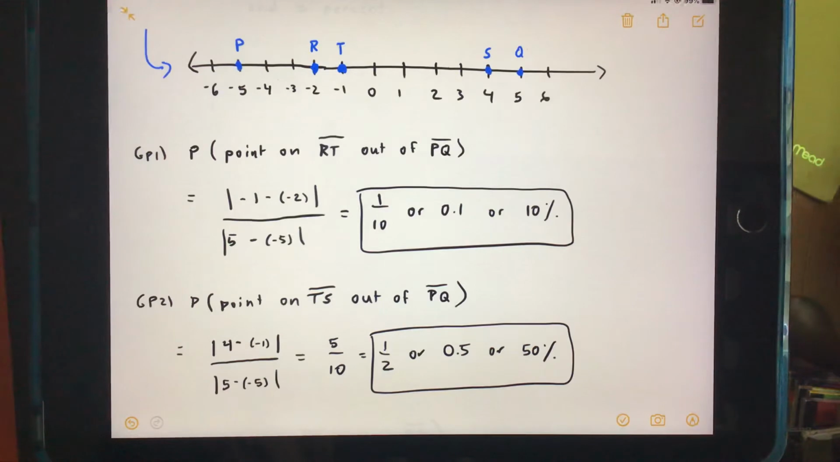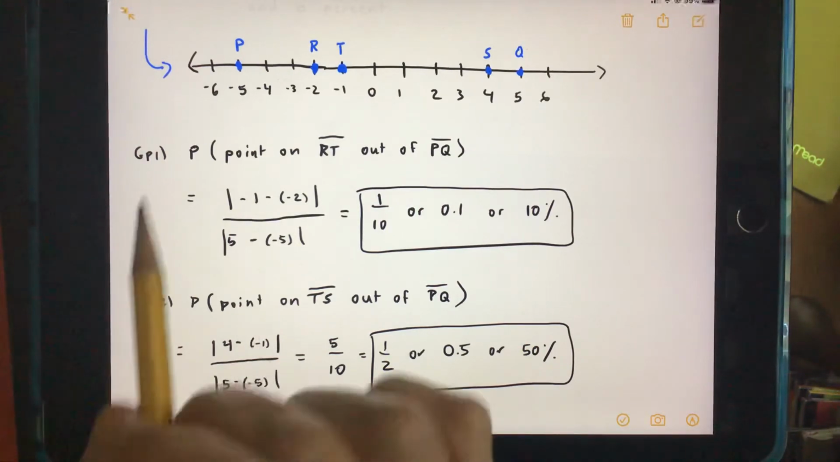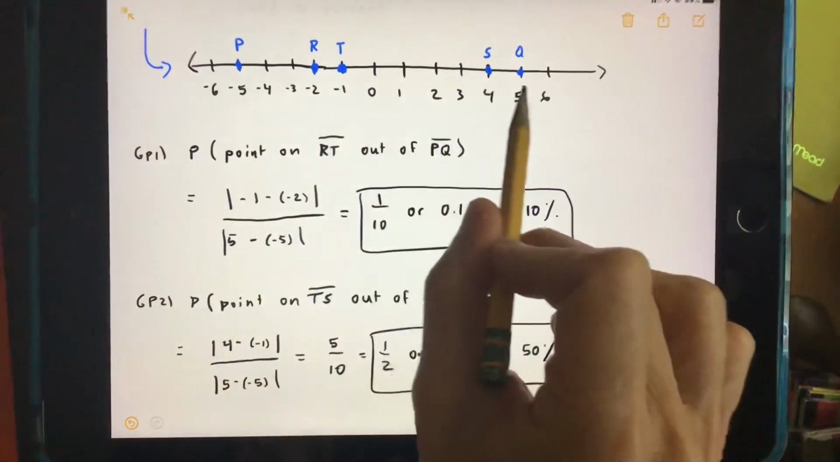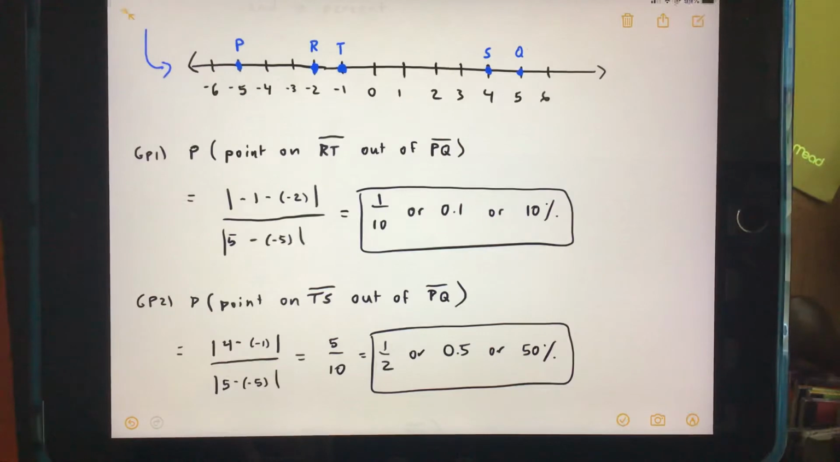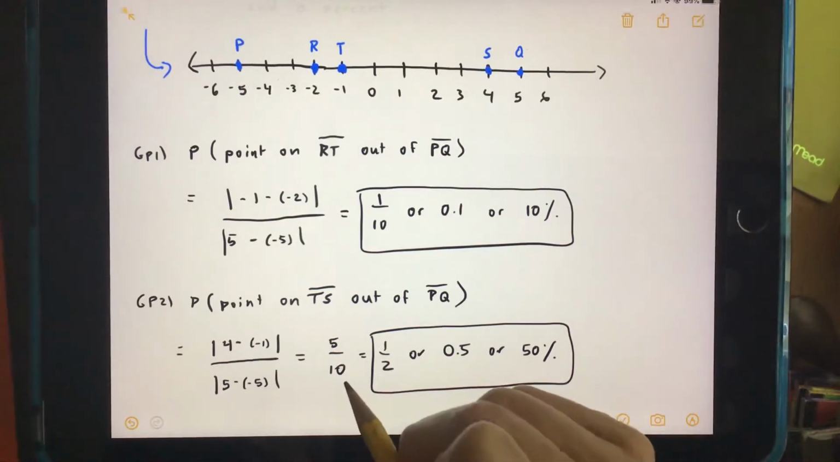It doesn't matter what order you subtract those two numbers in, as long as you take the absolute value, you will get 5. So I chose to subtract it 4 minus -1. I could have also subtracted it -1 minus 4. As long as I take the absolute value, I will get 5. And then my denominator is going to be the same as my first problem because I'm still limiting myself to picking a point somewhere between -5 and 5. And it's 10 spaces between -5 and 5. So my ratio will be 5/10.